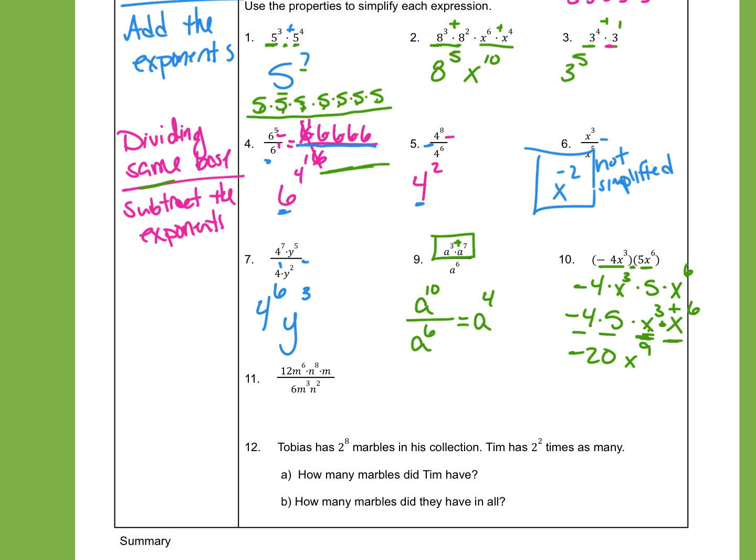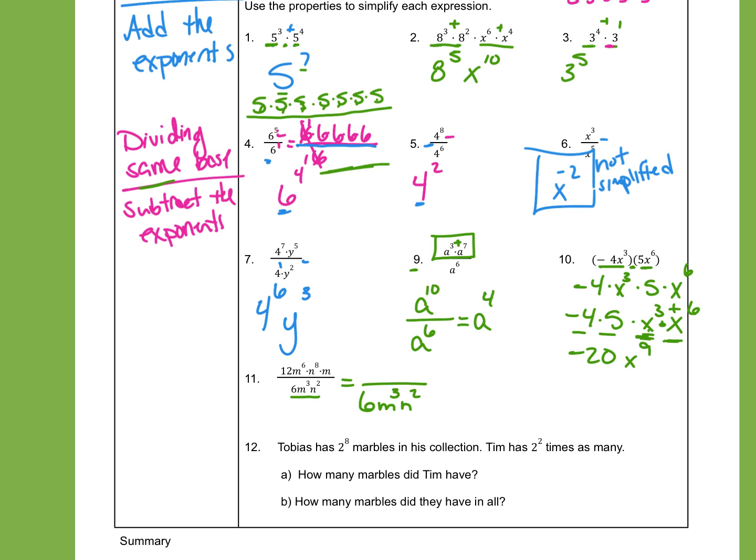So that's kind of what we're going to do down here on number 11. On number 11, though, similar to number 9, I'm going to treat that top and the bottom like separate problems before I do that division. There's nothing in the denominator down here that I can actually put together. They're all different bases, a 6, an m, and an n. So that is just going to stay just how it is.